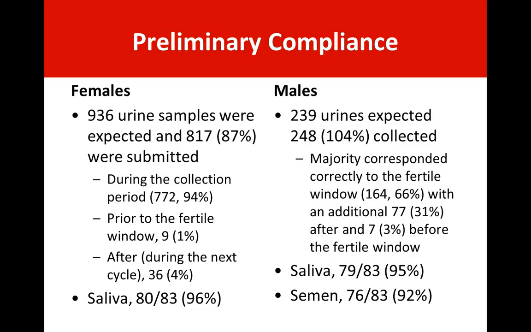For saliva, for females, our compliance was 96%. For men, it was even crazier: we were expecting 239 and we got 248. Mostly to the correct time, and then there was some spillover, maybe they kept collecting because they hadn't had the conversation of, oh yeah, I ovulated, you can stop. Whatever, we'll take it. That's great. Saliva, we had 95% compliance for the men. And then the thing that also is just really extraordinary, 92% compliance on the semen specimens. That's great. Really happy about that.